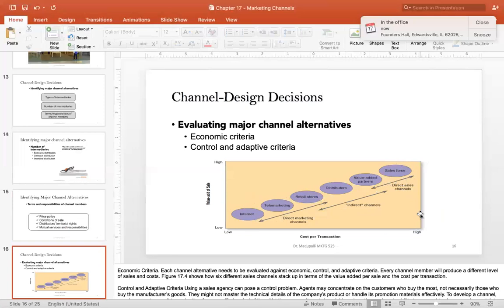Another is control and adaptive criteria. Using a sales agency can pose a control issue, because they may be using strategies to increase the sale, but maybe against the policy of the organization, or unethical practices. All those come into picture at this stage.